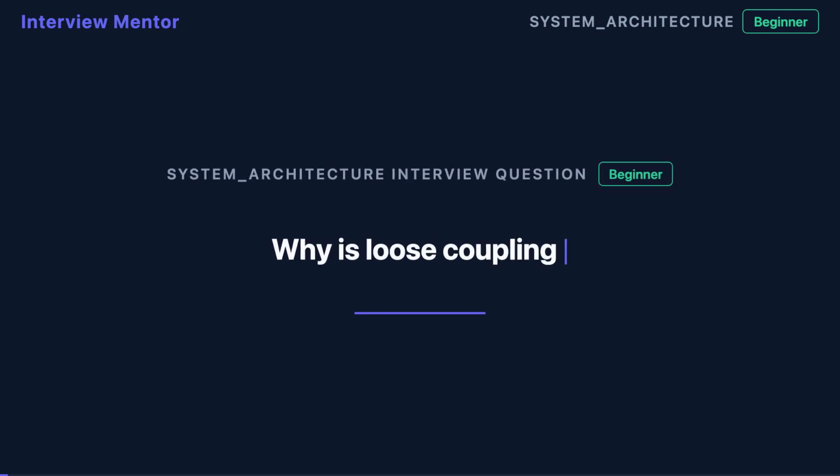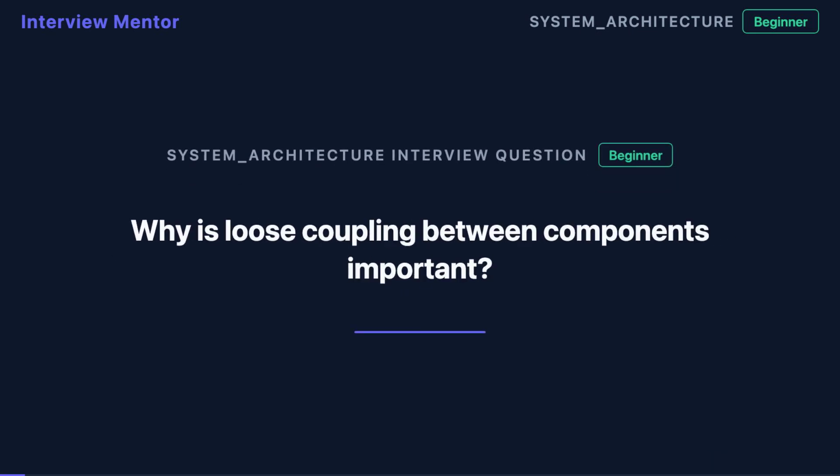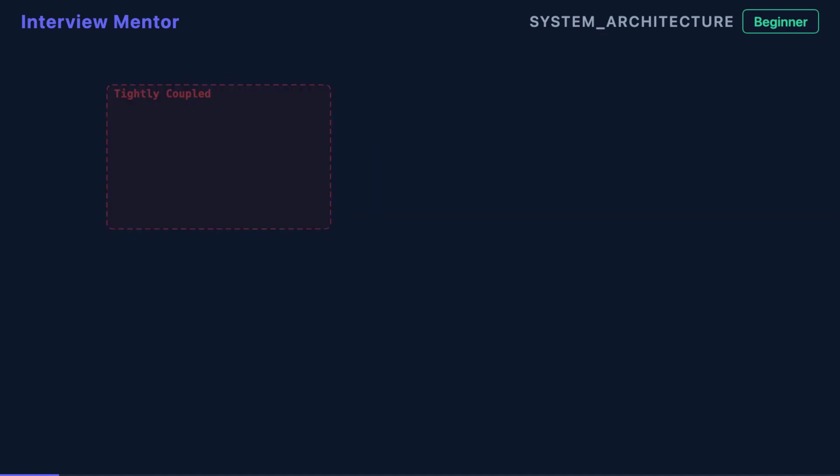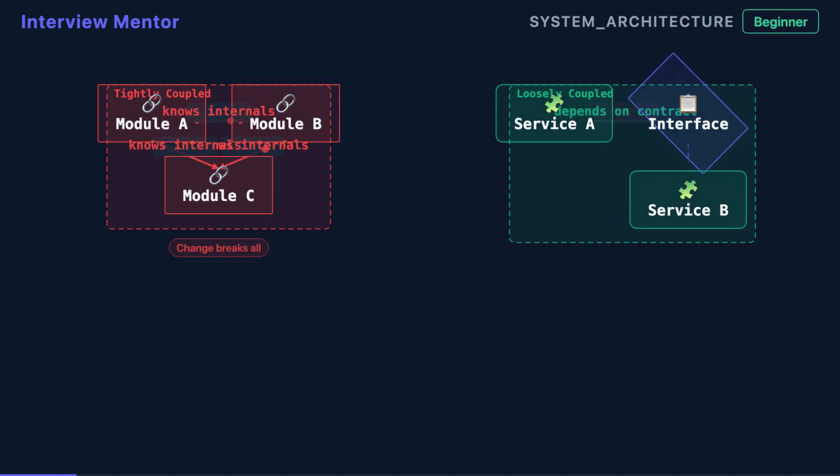Ever changed one piece of code and watched 5 other modules break? That's the pain of tight coupling, and loose coupling is your way out. Loose coupling means minimizing dependencies between components. When components are loosely coupled, changes in one don't force changes in others.